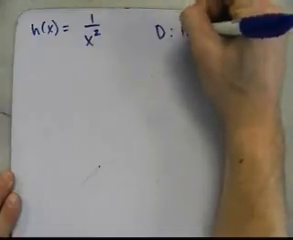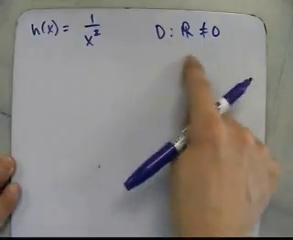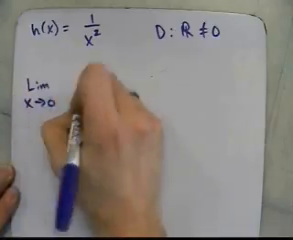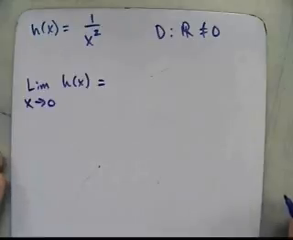Okay, the domain for this one is any number not equal to 0. You guys probably already got that. I can't plug in a 0 there, I get a 0 in the denominator. So this is where we're going to approach our limit for this one. So we want to take the limit as x goes towards 0 of our h of x, and we want to figure out what value that's actually going to go to.